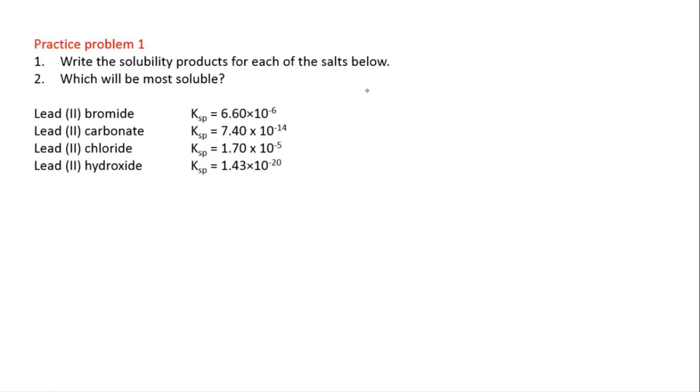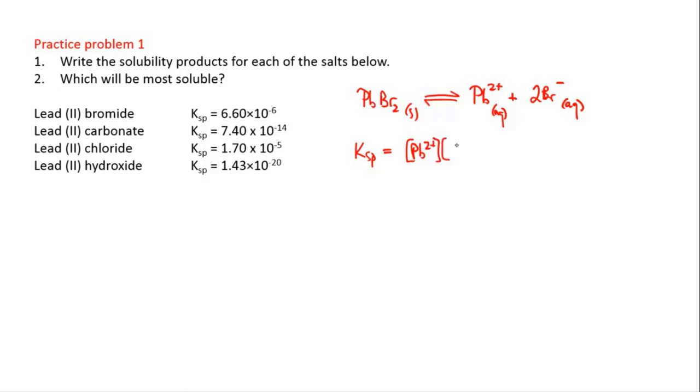So the first one is lead bromide, lead 2 bromide. So its formula will be PbBr2. And I'll just write out its dissolution equation. So there'll be one lead ion and there'll be 2 bromide ions, so that's what it will look like. And its solubility product expression will be the concentration of the lead ion times the concentration of the bromide ion squared.